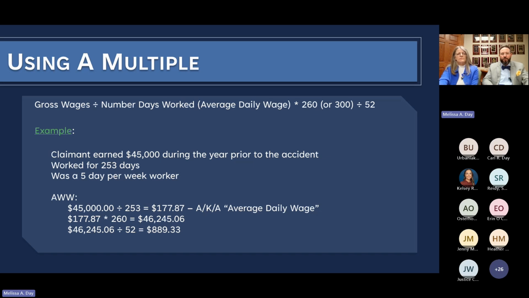Now you apply the multiple. You multiply by 260 to get an adjusted income of $46,245. You divide that by 52. Your average weekly wage is $889.33. Just as an aside, from a mathematical perspective, we have credited the claimant with 7 days of earnings that they didn't actually work. That's what the multiple method of calculation typically does in most of our cases. It credits a claimant with some days that they didn't actually work.